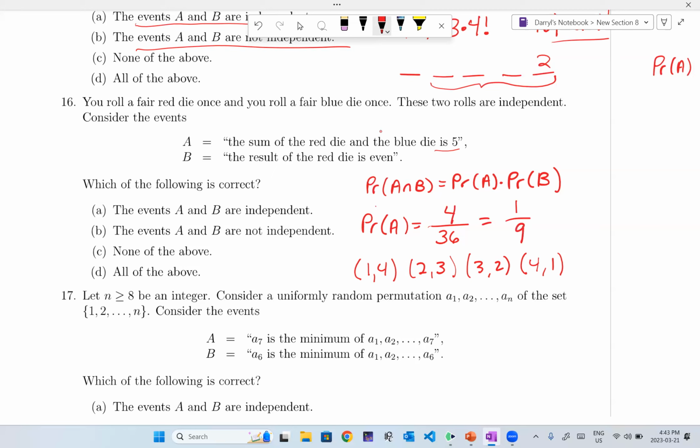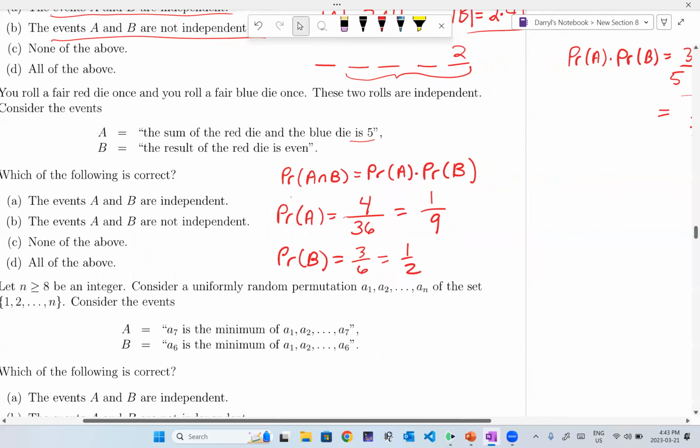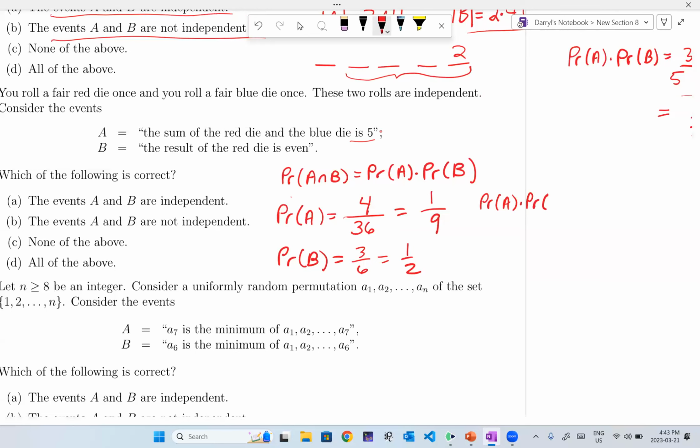Okay. Probability of B is the result of the red die is even. We can cheat a little bit there, right? So we only care about the value of the red die. What's the probability that it's even? So I have 6 possible outcomes for the red die, and 3 of them are even. So it's 3/6 or 1/2. Okay, so then probability of A times probability of B is 1/18. Okay, 1/9 times 1/2.